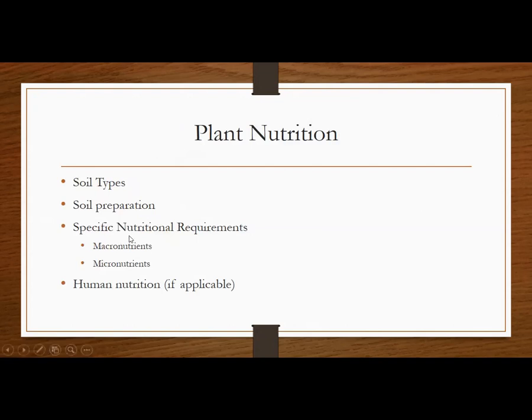What are some of the specific nutritional requirements? Of course, all plants share some of those requirements, but what are the particular needs? Like corn, for instance, is a heavy nitrogen feeder. So examine the needs of it, especially as it applies to your production area. And if it's an edible crop, what are the human nutrition? How does that affect us? Why do we need to eat that plant?